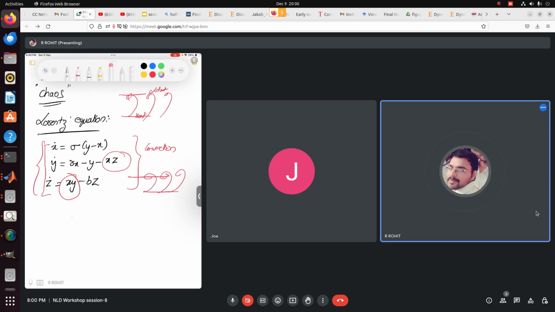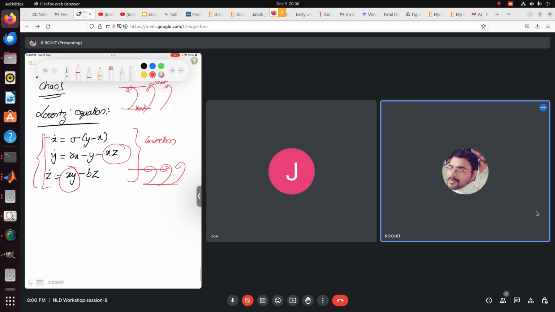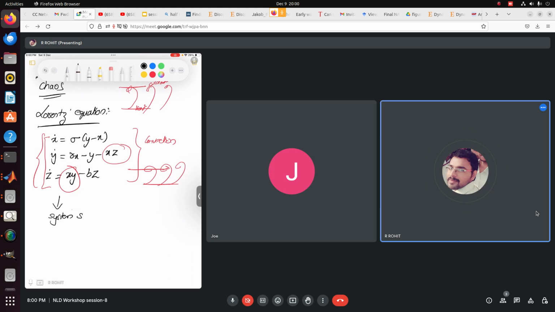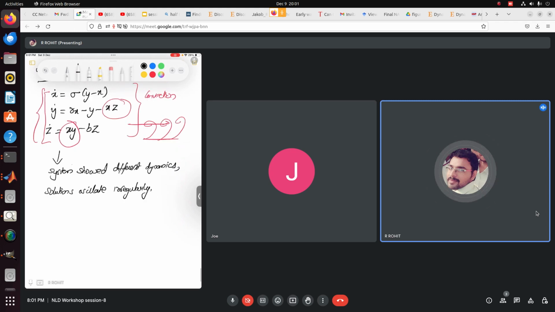So what he said was, this system showed different dynamics and the solutions oscillate irregularly, not a regular limit cycle oscillation or anything. We should be thinking that this is a deterministic system, which means you can predict the next step of that system. That is what a deterministic system means. But he says that these kinds of systems oscillate irregularly, never exactly repeating.